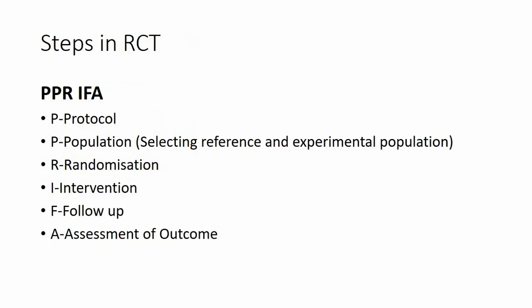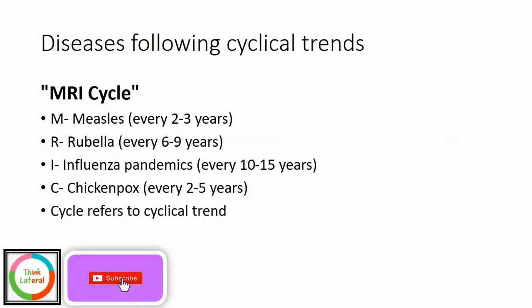Steps in RCT, we can have the mnemonic as PPRIFA. PPRIFA, P stands for protocol designing. Second P stands for population, that is selecting the reference population and experimental population. R stands for randomization. I stands for intervention. F stands for follow-up. A stands for assessment of outcome. So PPRIFA is the mnemonic for steps in RCT.